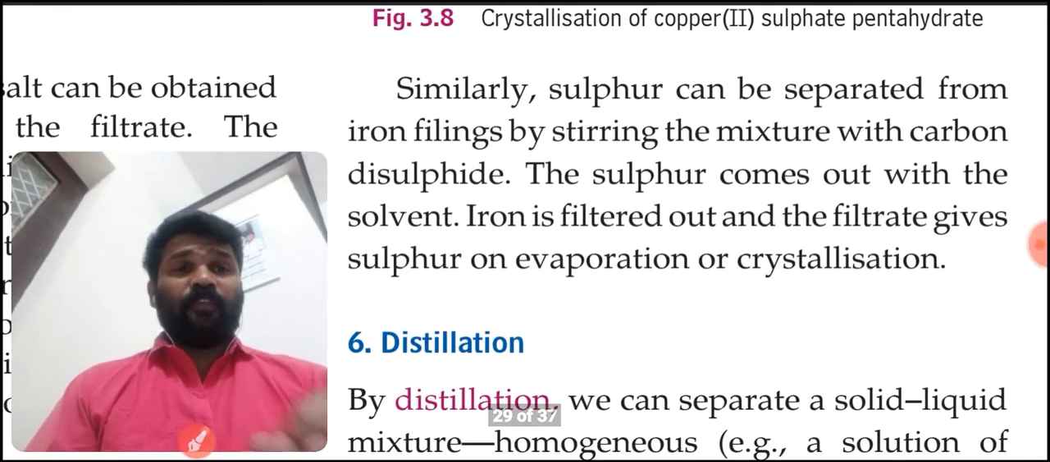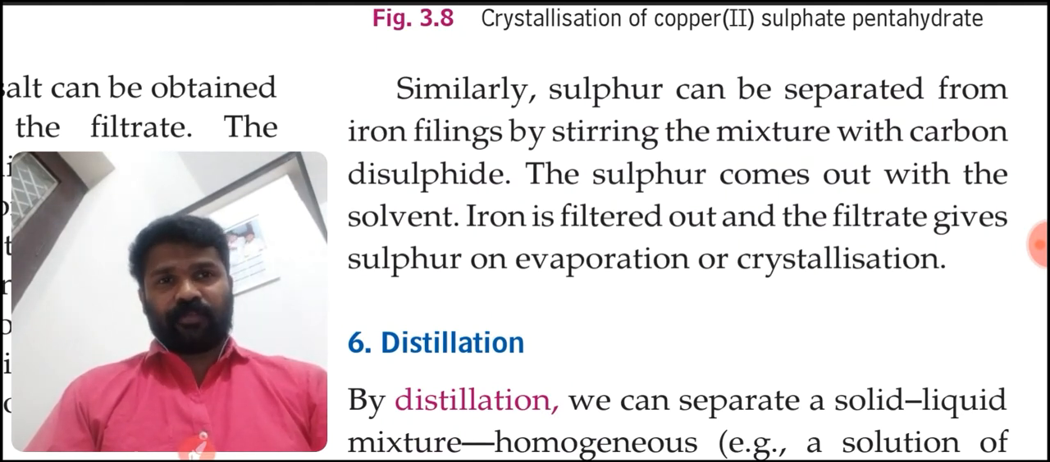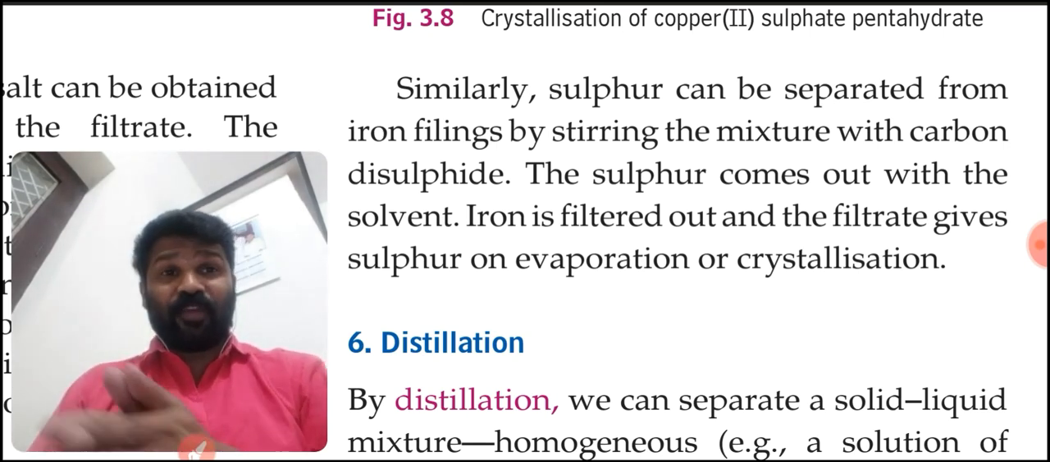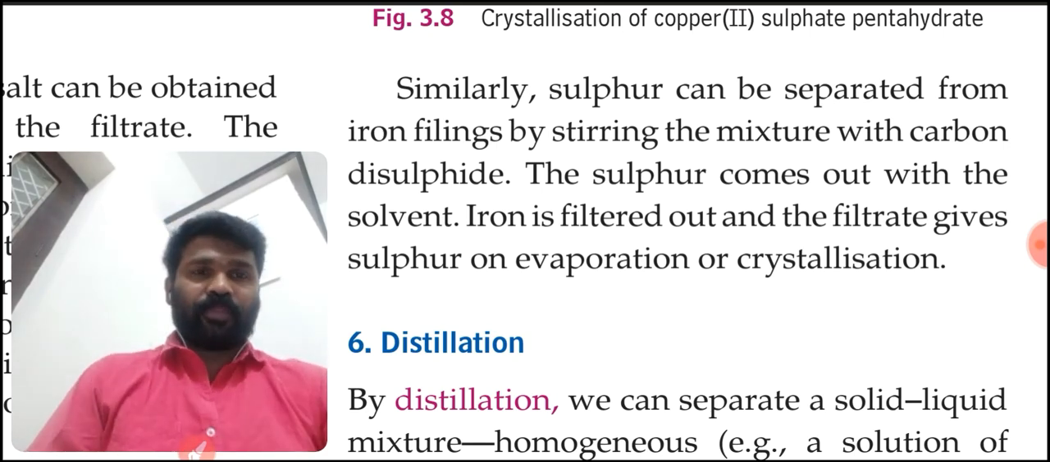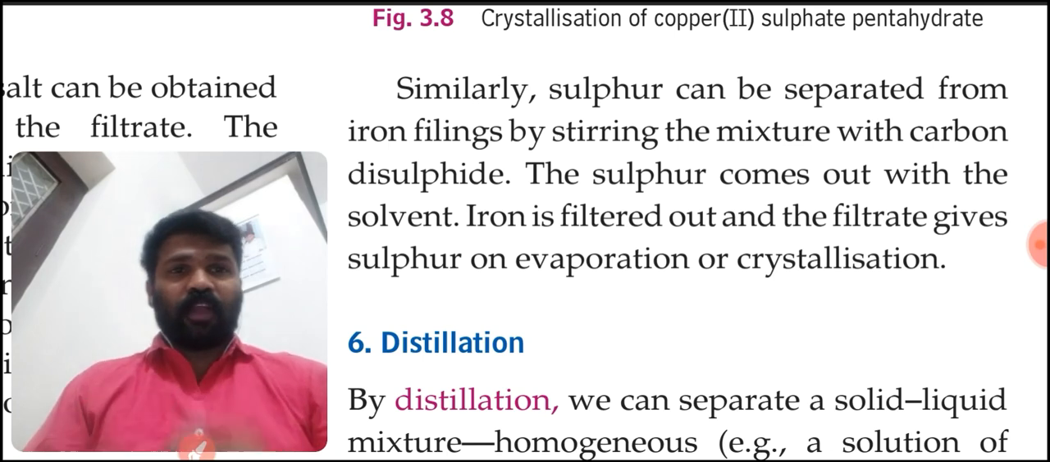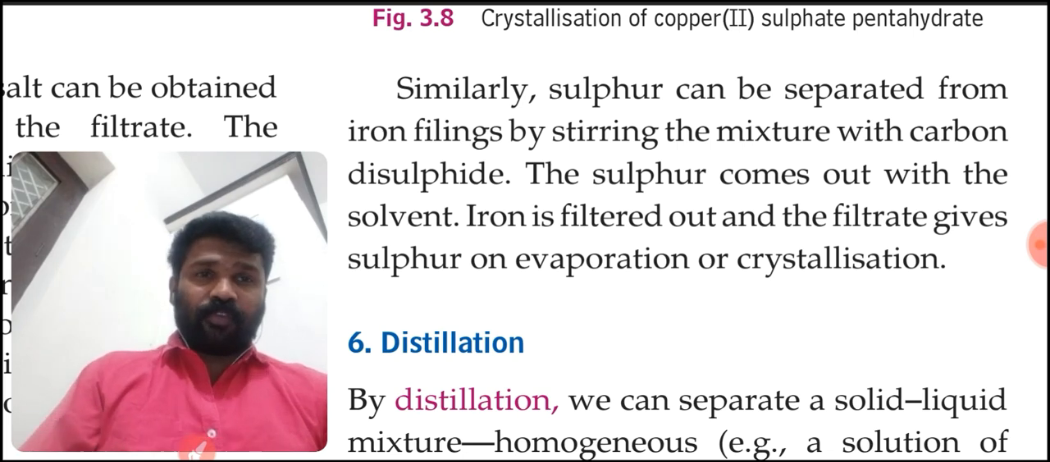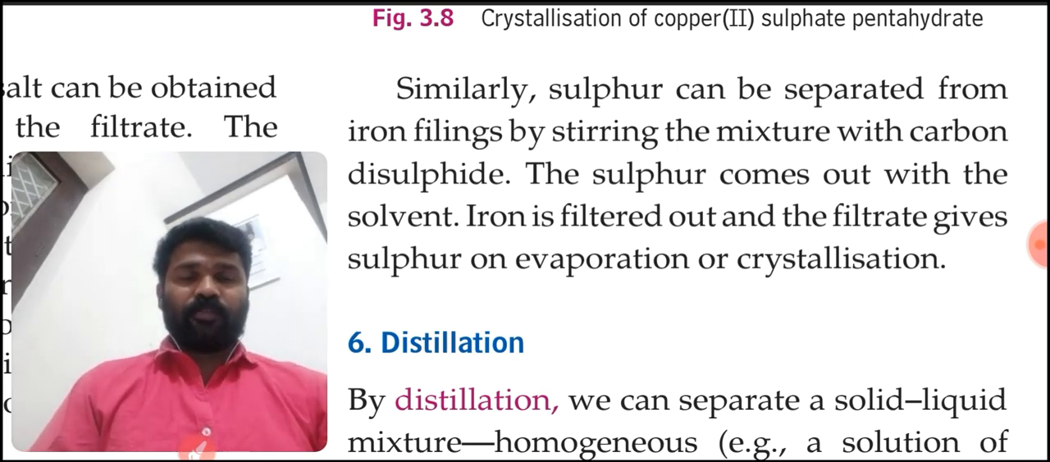Similarly, sulfur can be separated from iron filings by stirring the mixture with carbon disulfide. The sulfur comes out with the solvent. Iron is filtered out and the filtrate gives sulfur on evaporation or crystallization. Okay, students, in many experiments we can use this process to separate mixtures.